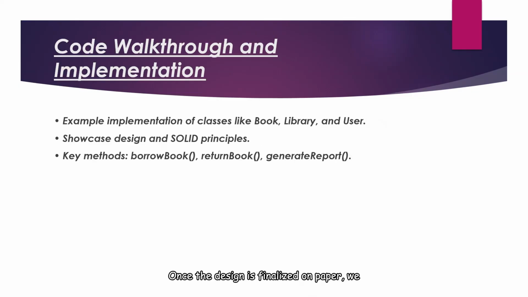Once the design is finalized on paper, we bring it to life through code. The book class encapsulates all book related details such as title, author, subject, and availability status. The library class contains methods like borrow book and return book, orchestrating interactions among books, users, and loans. The user class has methods to check availability and track borrowed items.